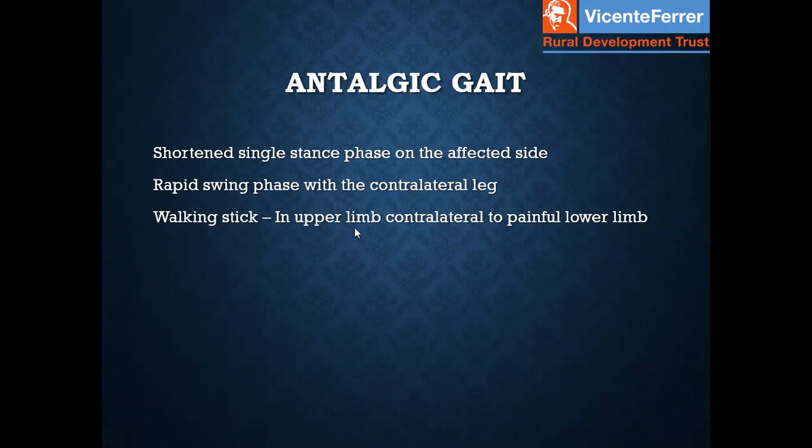Whenever anyone walks with a stick due to pain, this walking stick should always be in the upper limb which is contralateral to the painful lower limb. Obviously, the lower limb which is having no pain and the ipsilateral upper limb will move in unison. That's why they should use the walking stick on that side only.